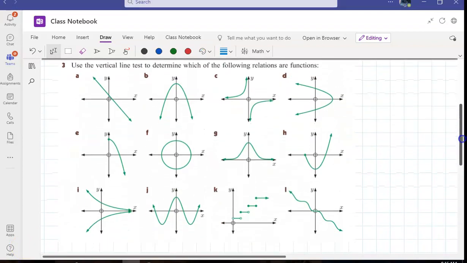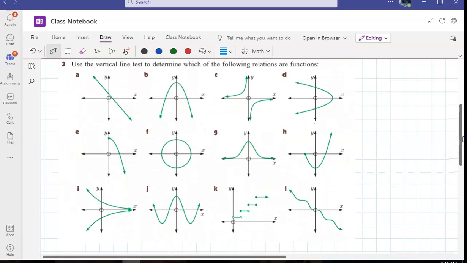But if we're looking at these functions, these relations, not all of them are functions. So is A a function? Say yes or no together. Yes. Vertical line. Yes. Only cups. What? You'll see this later in the year. That's your normal distribution curve.